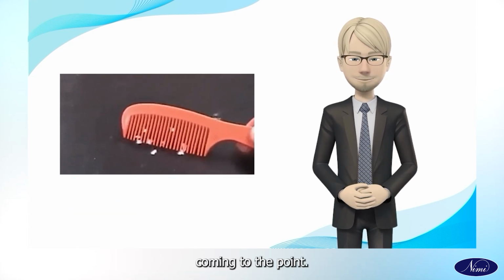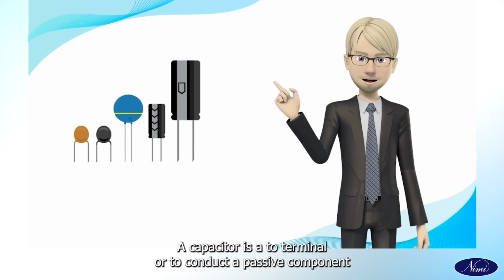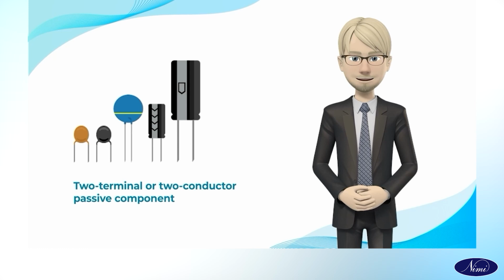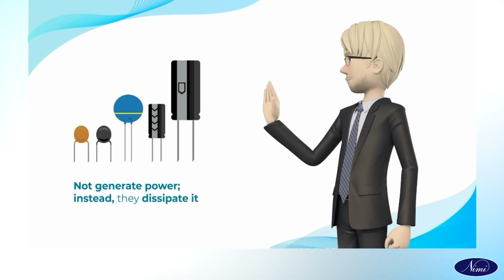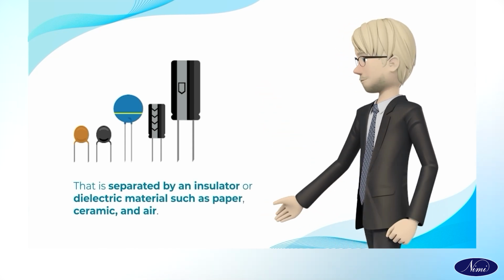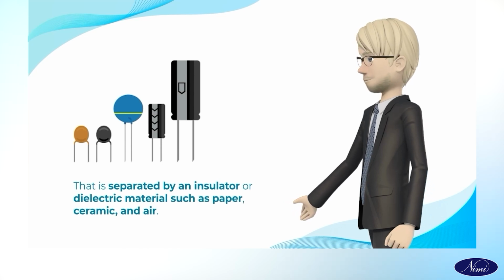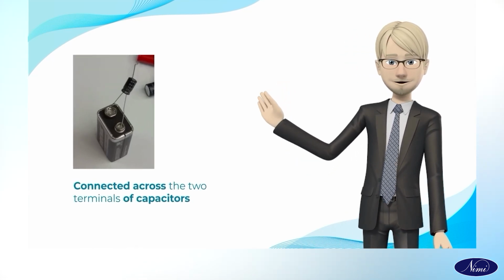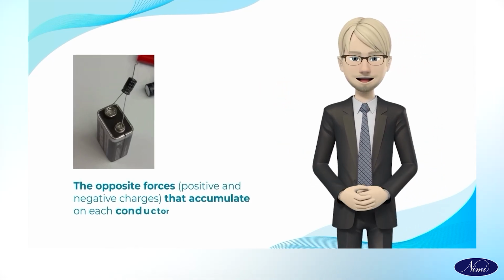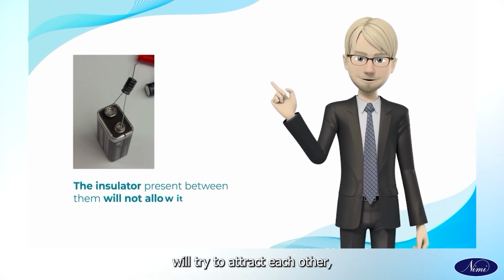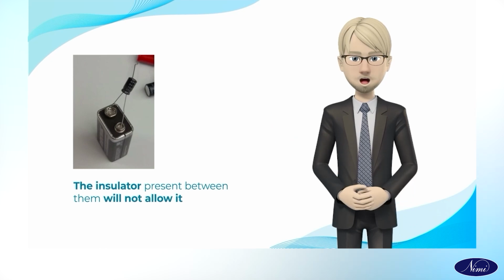charge in the paper. Coming to the point, a capacitor is a two-terminal or two-conductor passive component which does not generate power. Instead, they dissipate it. The conductors are separated by an insulator or dielectric material such as paper, ceramic, and air. When battery terminals are connected across the two terminals of a capacitor, the opposite positive and negative charges that accumulate on each conductor will try to attract each other, but the insulator present between them will not allow it.